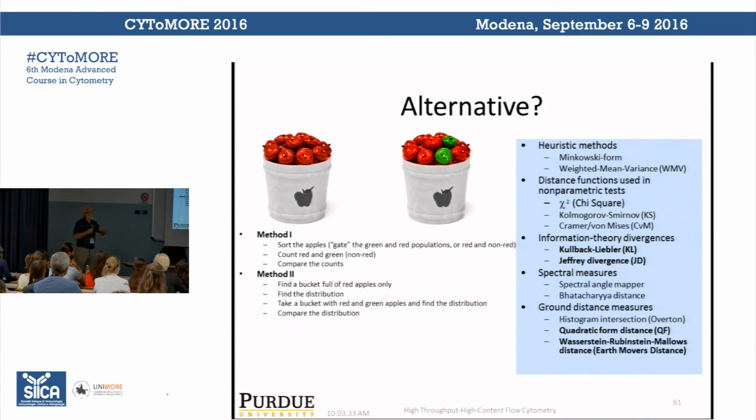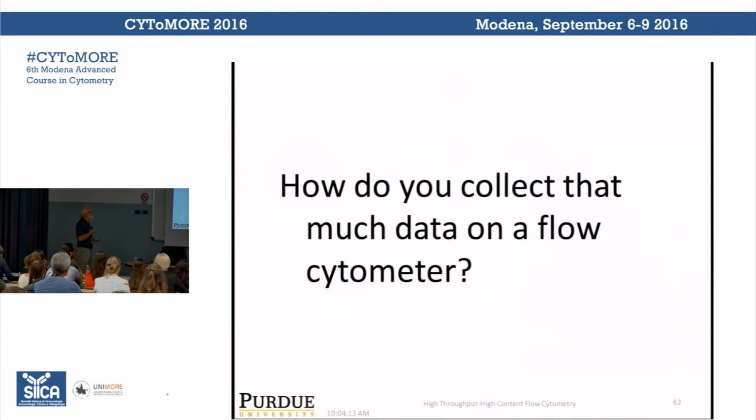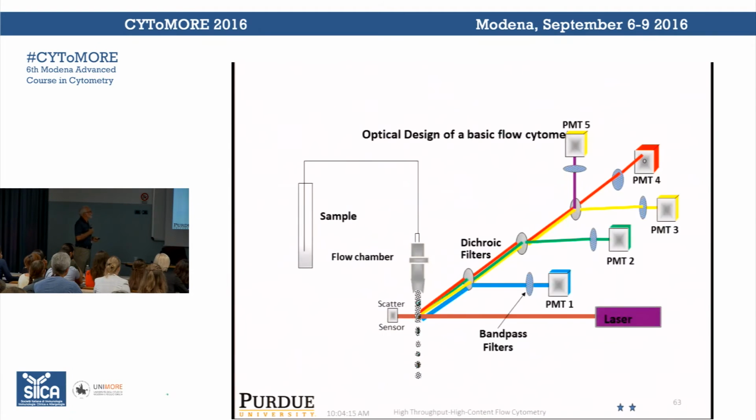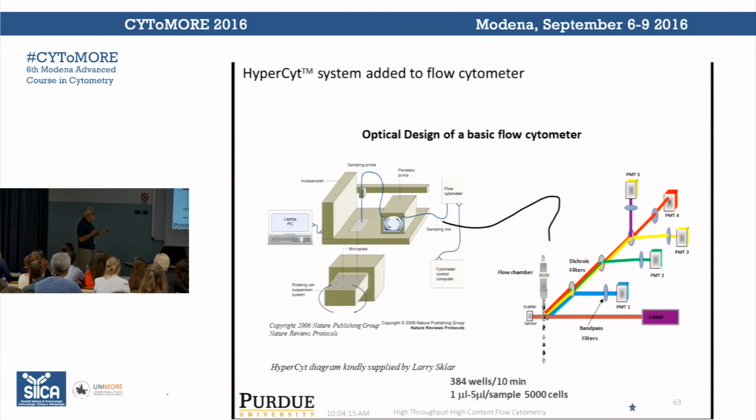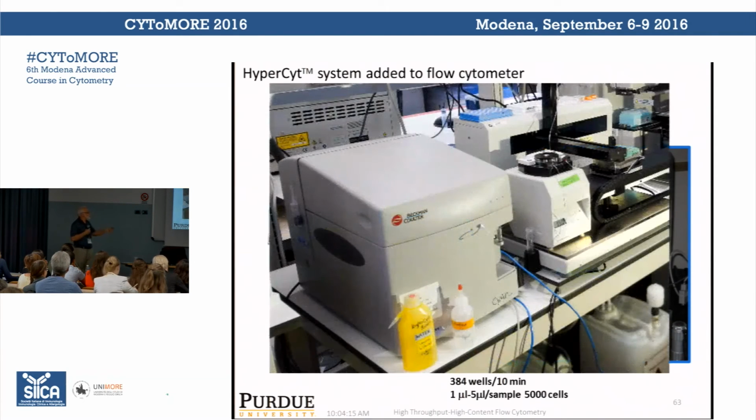If you have your data in a highly organized way, and it's easily accessible, and there's some relationship between them, then these sorts of approaches can be done. So to collect large amounts of data, you don't put the sample on the traditional flow cytometer. Larry Sklar came up with the HyperCyt system, and you connect that HyperCyt system to a fast flow cytometer, and this is what we have in our lab for high throughput screening.